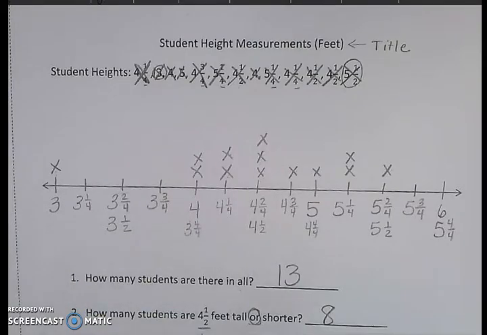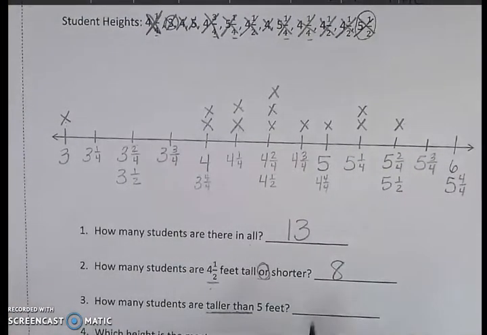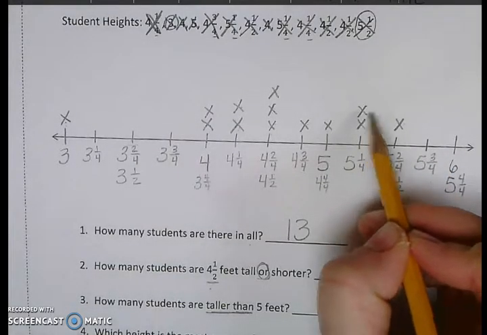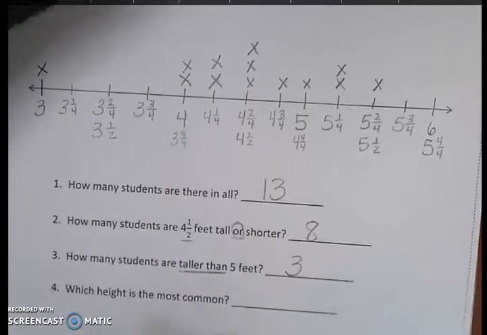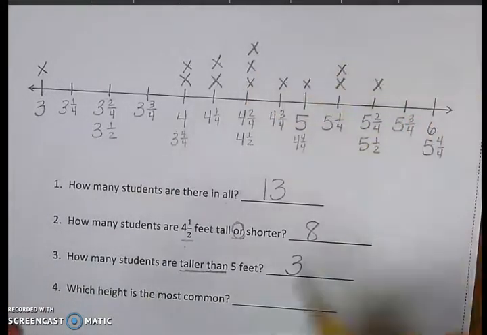How many students are taller than 5 feet? Now that means it doesn't include 5 feet. Oops, let me get that moved down. That means it doesn't include 5 feet. It means taller than 5. So that would be 1, 2, 3. And lastly, which height is the most common? Which one did the most students? How tall were the most students? And that would be the one that has 3 here, which is 4 1/2.